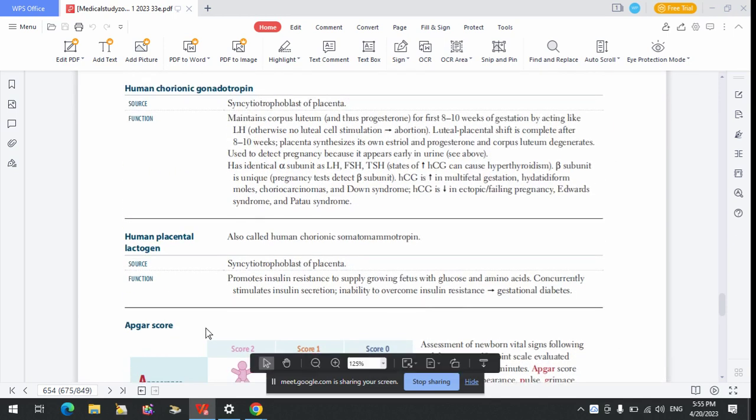I think I've talked about this. Human HCG is produced from the cytotrophoblast of the placenta. The main function is to maintain the corpus luteum to secrete progesterone for the first 6 to 10 weeks of gestation. If you don't have progesterone, there will be abortion at the end of the day. So it eventually moves from the corpus luteum to the placenta, after the 8 to 10 weeks that we talked about. Immediately after it peaks, the placenta takes over the secretion of progesterone while your corpus luteum degenerates. The placenta also synthesizes its own estriol.